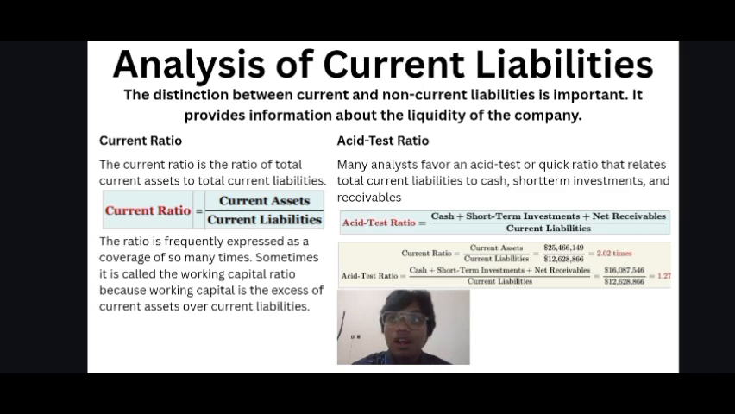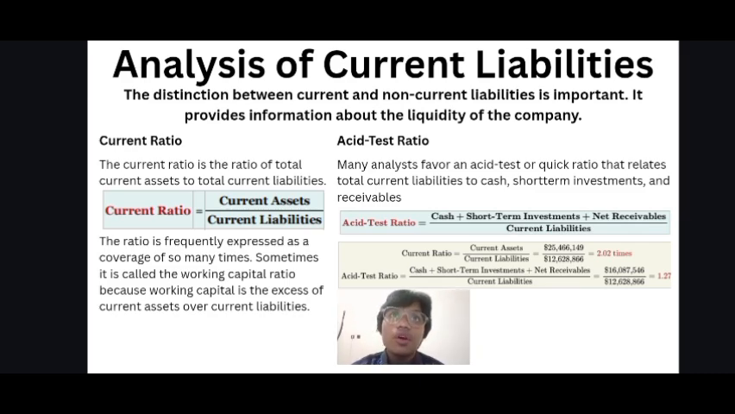So, the analysis of current liabilities. The distinction between current and non-current liabilities is important to provide information about the liquidity of the company. So the first method is the current ratio. The current ratio is a ratio of total current assets and current liabilities.